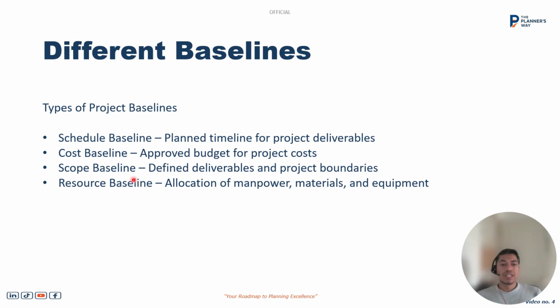The scope baseline defines the project boundaries and all the deliverables, or the work breakdown structure, that we need to achieve the scope of the project. Why is it important? Because it ensures there shouldn't be any scope creep in the project going forward into future phases. The resource baseline is a version of the cost baseline, and it supports the allocation of the manpower, materials and equipment needed to complete the project.